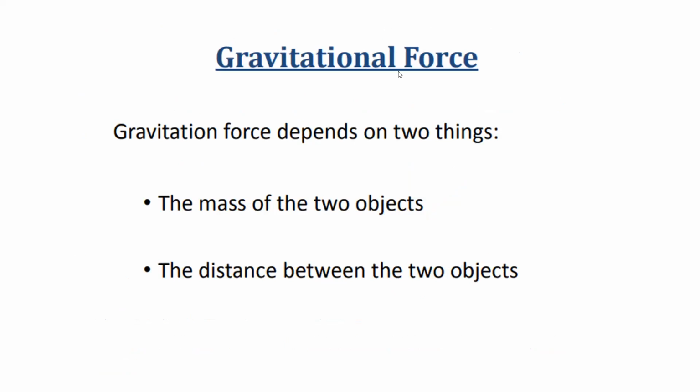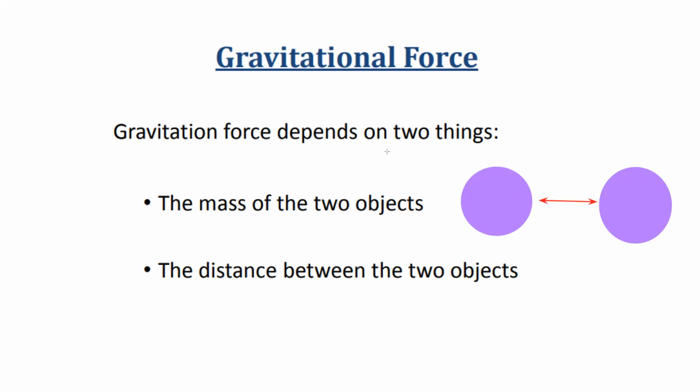And the gravitational force depends on two things. It depends on the mass and on the distance between the two objects. So the gravitational force depends on mass and distance. Mass means the two masses. As I told you, now we have two objects. This is the first one, and this is the second one. Between these two objects, what do you have? You have an attraction force.